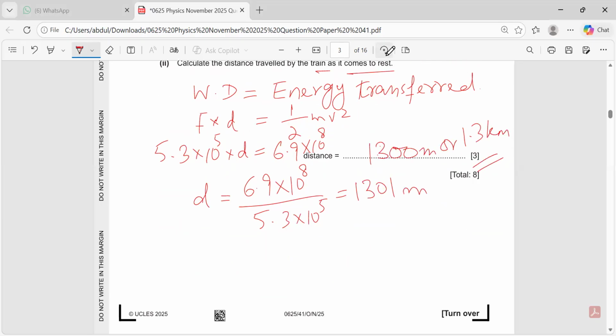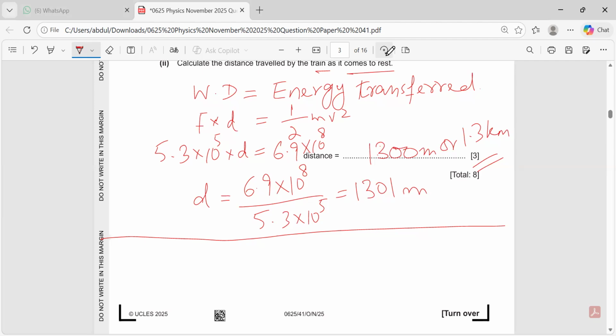Now, braking force. Work done is equal to energy transferred. How is work done equal to energy transferred? If you are pushing a car, you are applying the force and the car is covering the distance. It means work is done on the car. And that work done is converted into energy transferred to the car. And what happens to the car? The car starts to move. Any moving body has which energy?